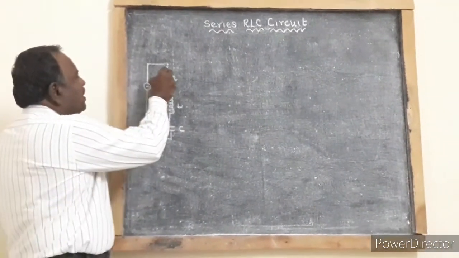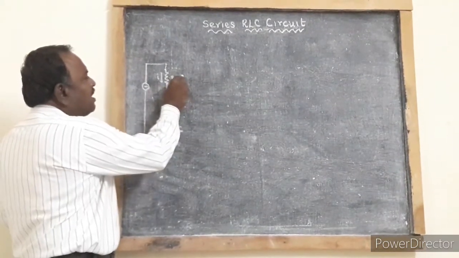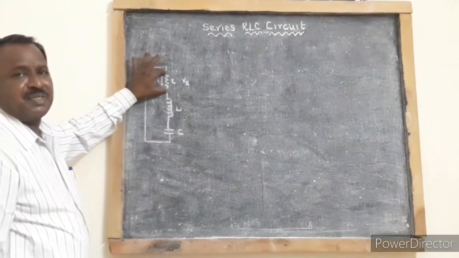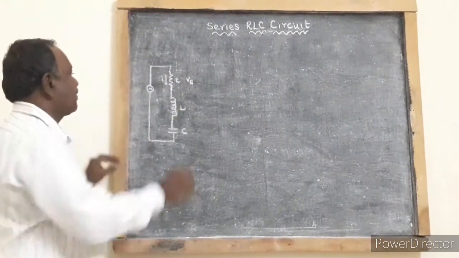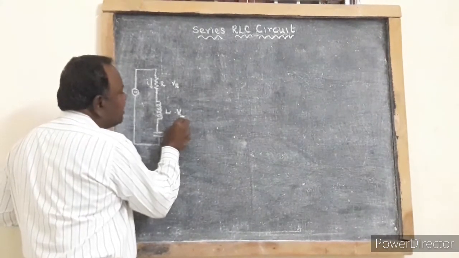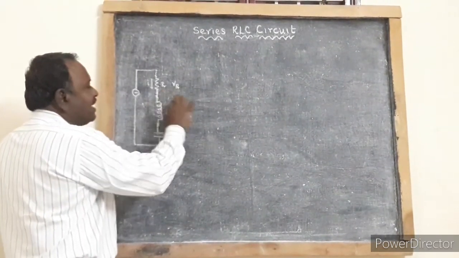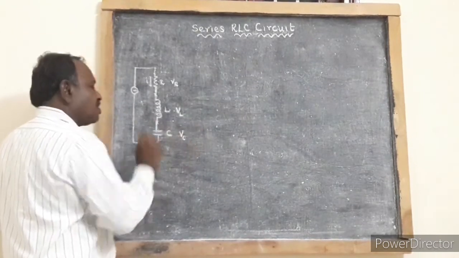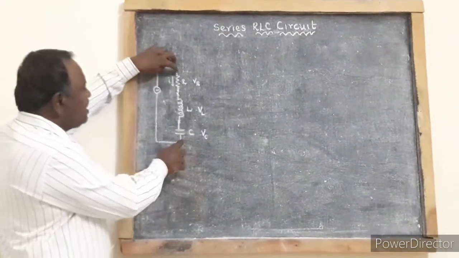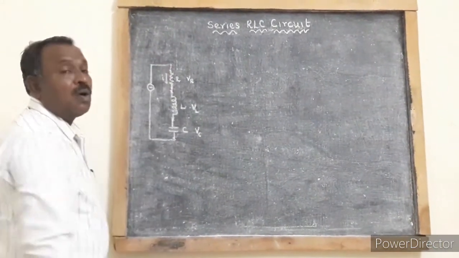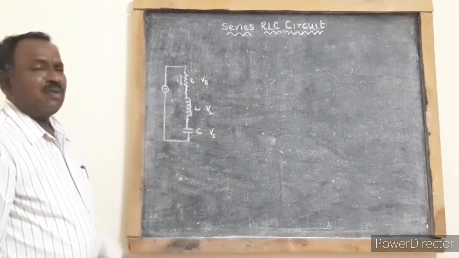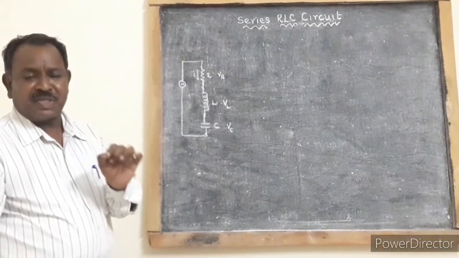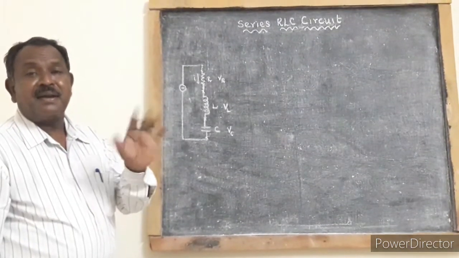So let us consider the voltage difference across the resistor be VR. So VR is the potential difference or voltage across the resistor. In a similar way, VL is the voltage difference across the inductor. And similarly, VC is the voltage difference across the capacitor, and V is the net voltage difference across all the three components. Next, we are going to construct a phasor diagram and see the phase relation between current and voltage.